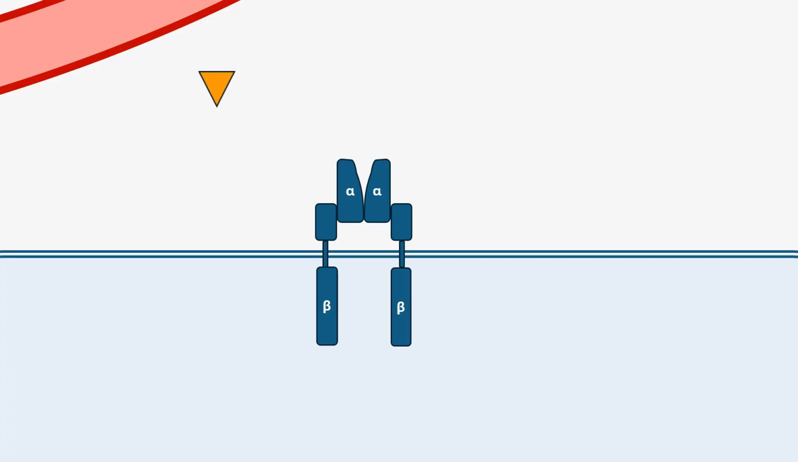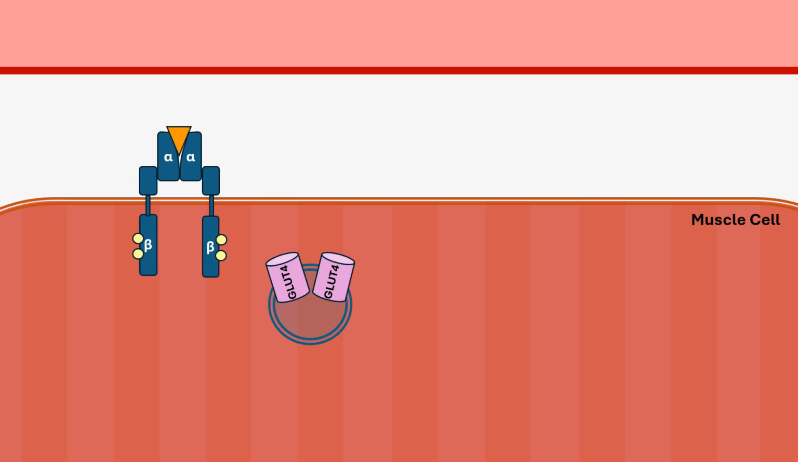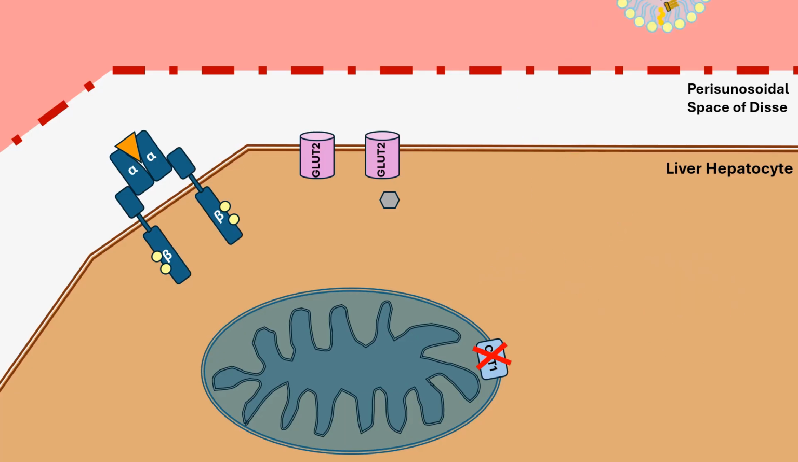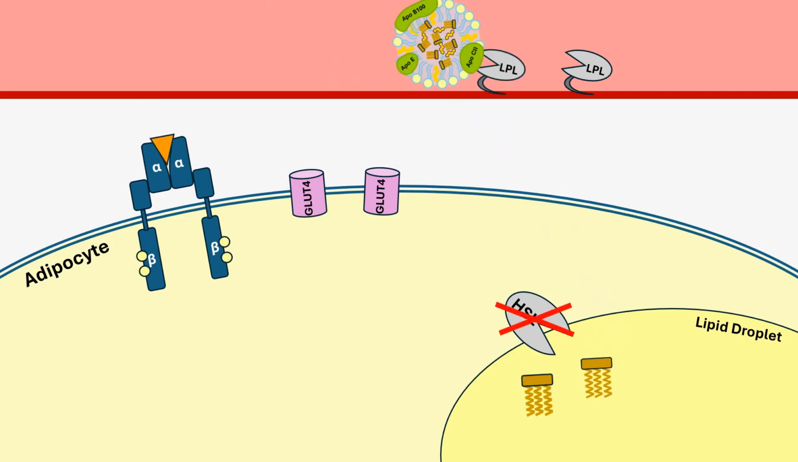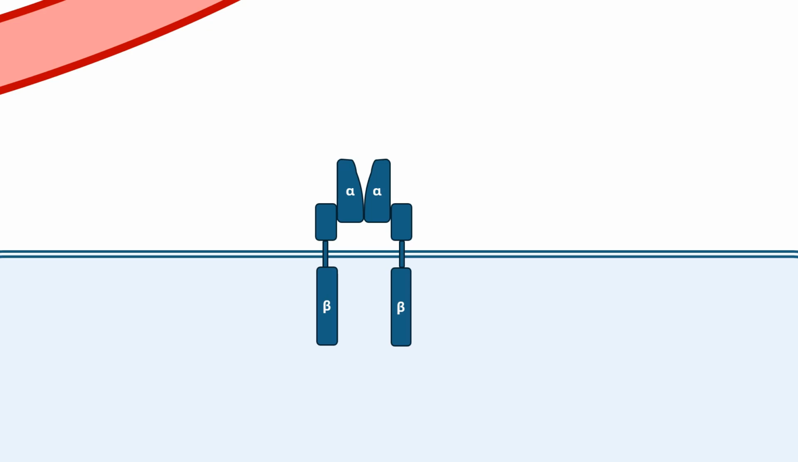We first present how insulin's receptor works and then the action of insulin on muscle, liver, and fat cells. If you haven't seen how insulin is released from the pancreas, go ahead and see it here.